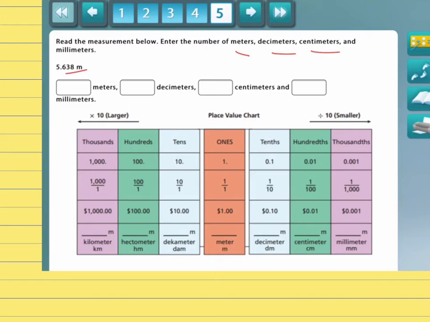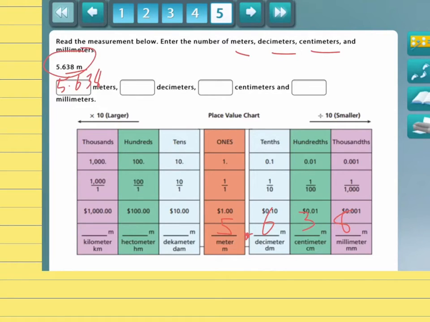So they're asking us to take this number here and convert it into meters and decimeters and centimeters and millimeters. So what I do, first off, I just write the number in the proper place value model sections. So that is equal, that's how many meters I have, 5.638 meters. That would go right here.